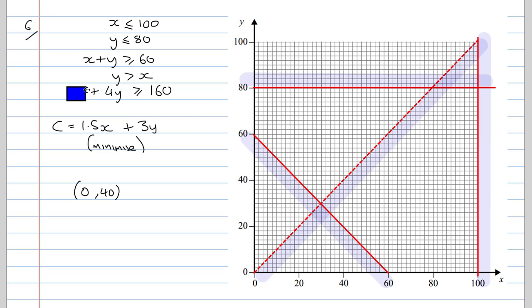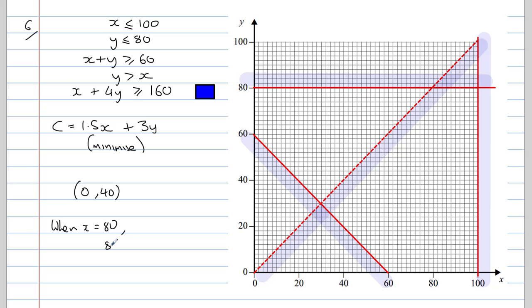But the problem lies with the fact that if we do y equals 0, we get x equals 160, which doesn't fit on our graph. So all we need to do is choose an x value or a y value and see what the corresponding value would be. We know that (0, 40) is on our graph, but we don't want to go too far out here. So let's say what happens when x equals 80.